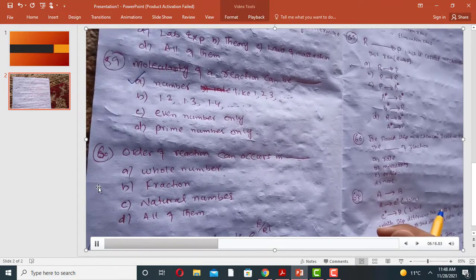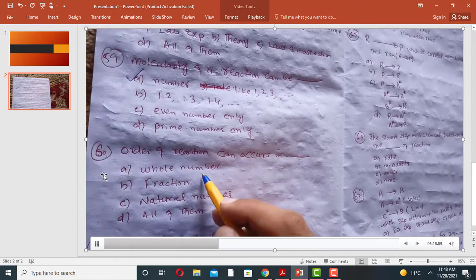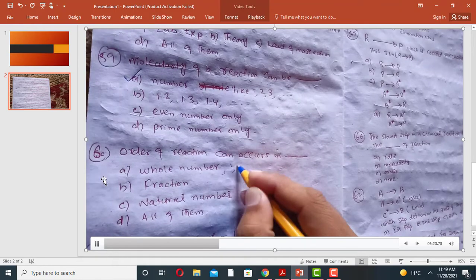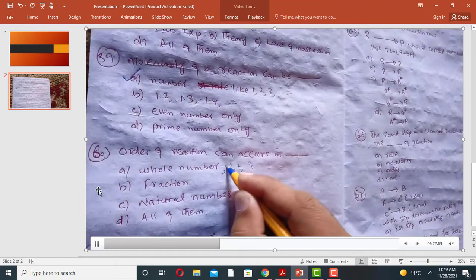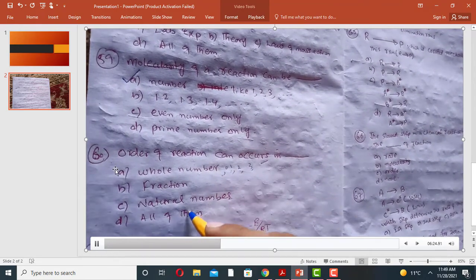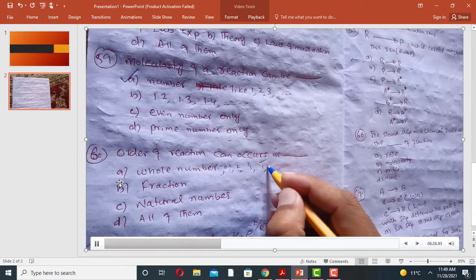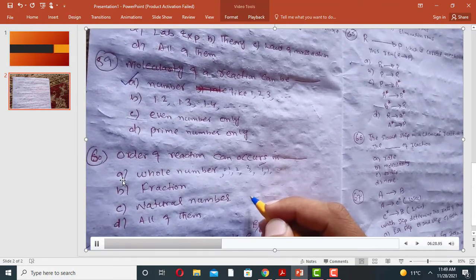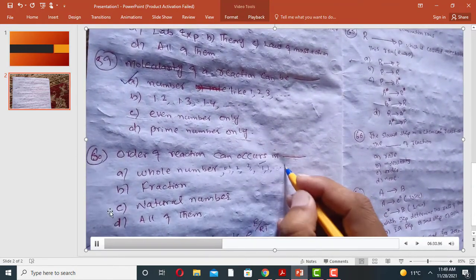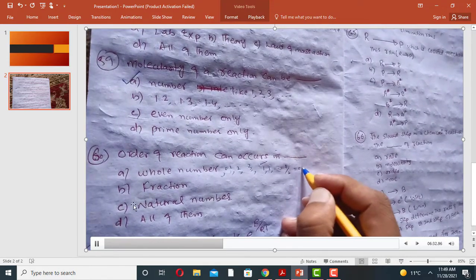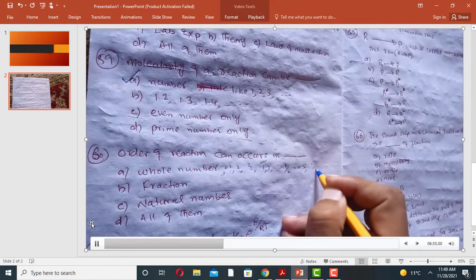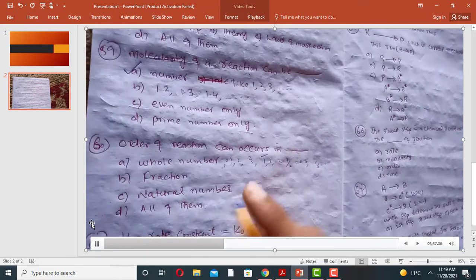Order of reaction can occur in whole numbers. Order of reaction can be 1, 2, 3, 0, which are whole numbers. It is a natural number. Yes, 1, 2, 3, 4. It can also be in fraction form, like 1.2, 0.5 order, 1/3, 0.33 order.